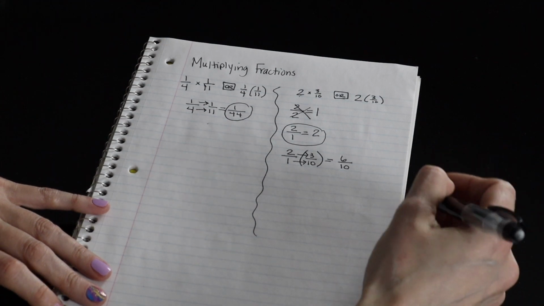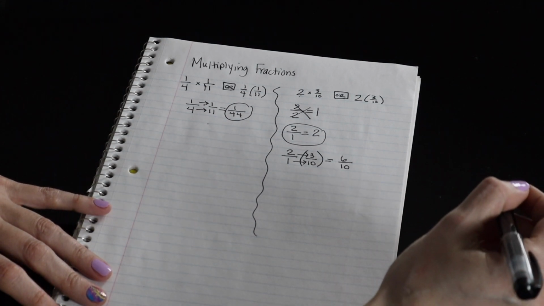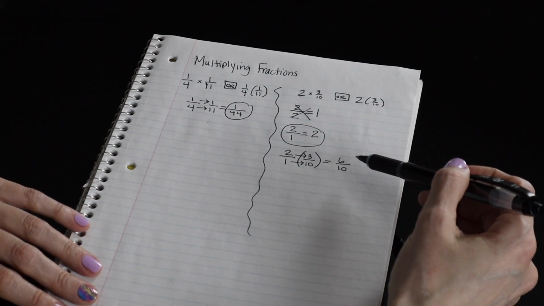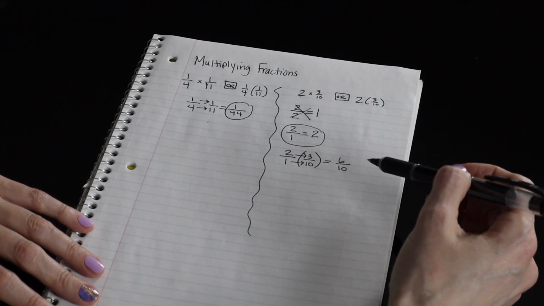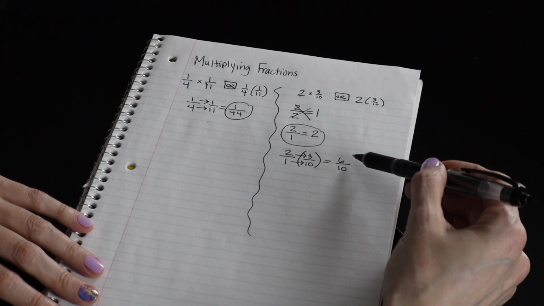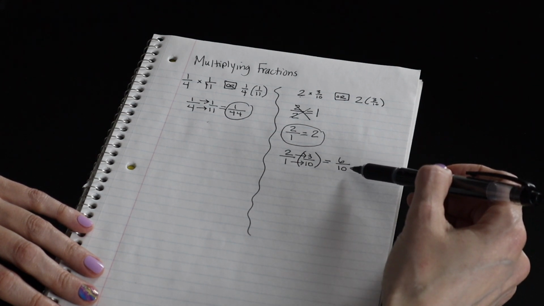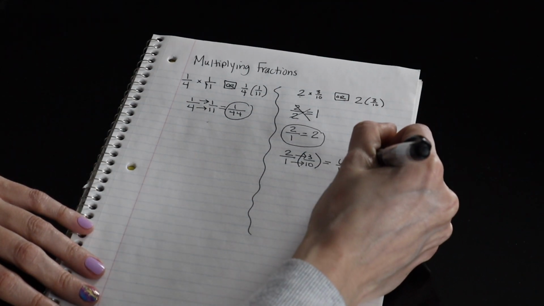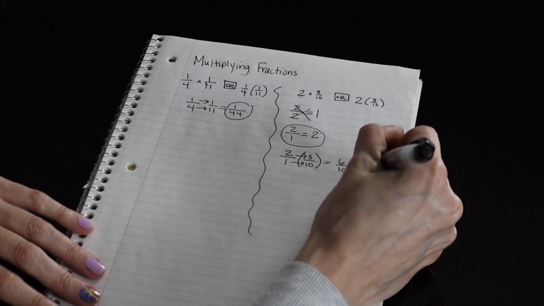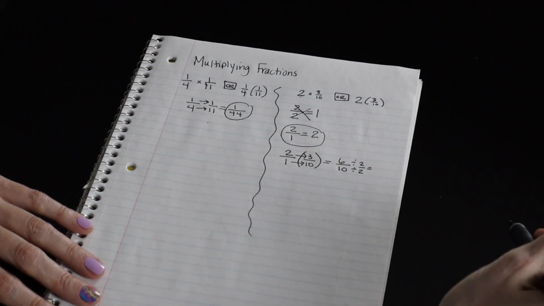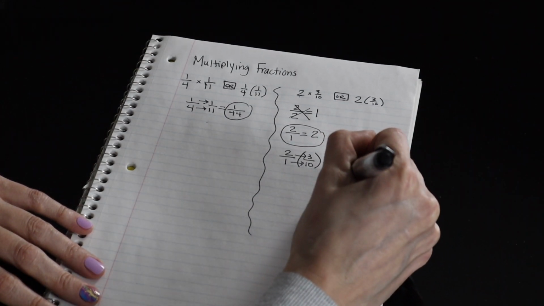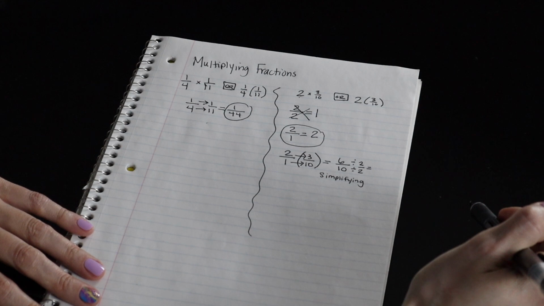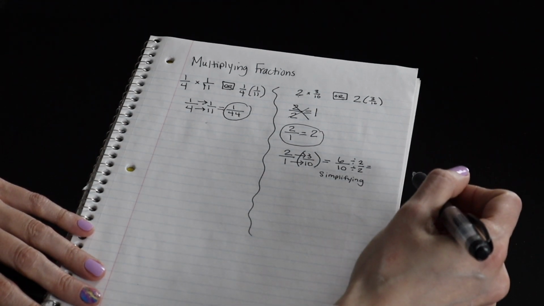Now, if you are ready to move to the next step, that would be to simplify. This is where you want to know the greatest common factor for both 6 and 10. They can both be divided by 2, because what you do to the top, you must do to the bottom. This is called simplifying, which you will be expected to do when you get into higher math. So you always want to give the most simplified answer.